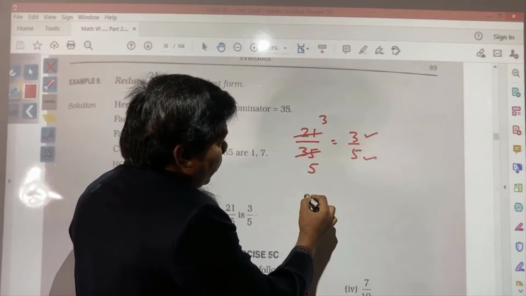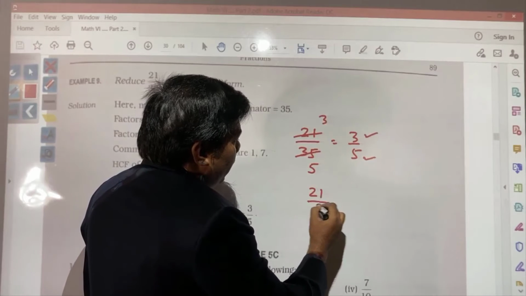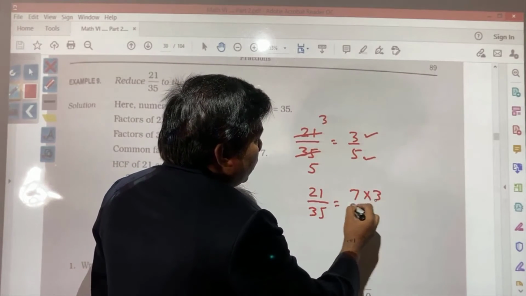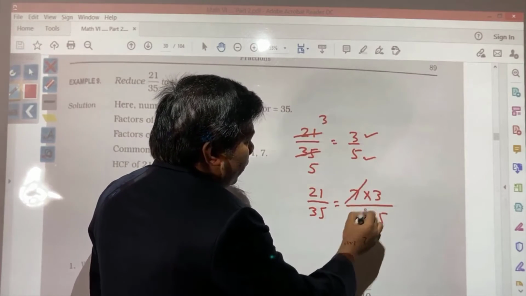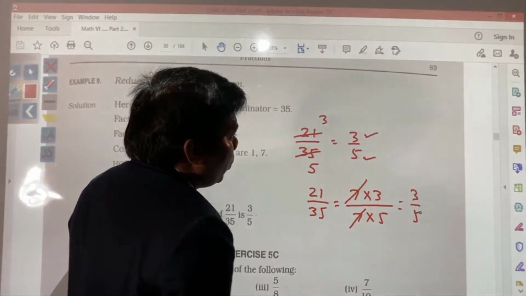Or what you can do, 21 can be factorized. So 21 by 35 you have. This can be written as 7 into 3. This can be written as 7 into 5. Now you see 7 and 7 got cancelled. What have you got? 3 by 5. So either way you do, you will get the same answer.